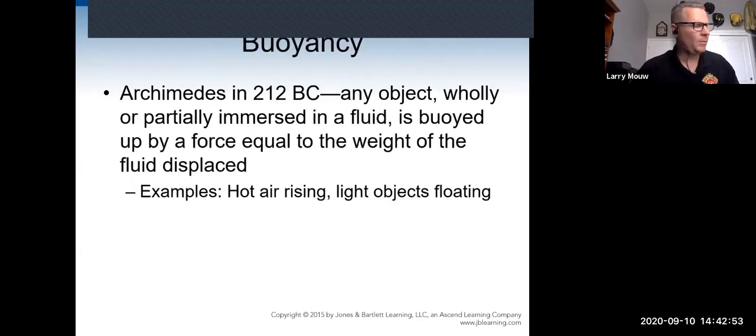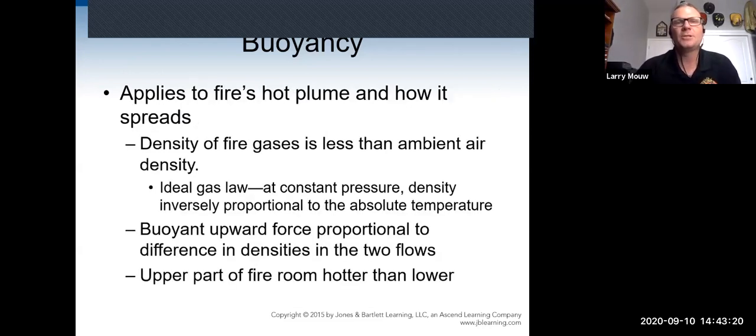So we talk about buoyancy. It was discovered by Archimedes in 212 BC, which basically said any object wholly or partially immersed in a fluid is buoyed up by a force equal to the weight of the fluid displaced. For example, hot air rising, light objects floating in water. That's dealing with buoyancy.